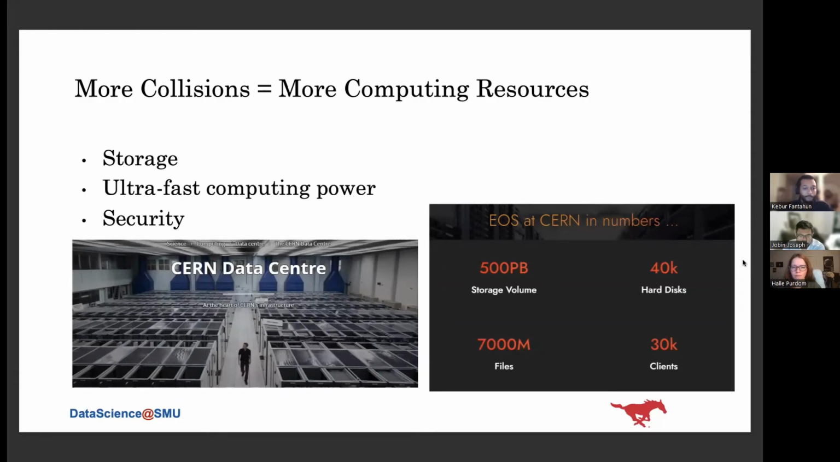Right now, what CERN is using is EOS, which is one of their data centers. They're using it for storage, ultra-fast computing power, and security. Currently, there are 470 processor cores and 11,000 servers that run 24/7.